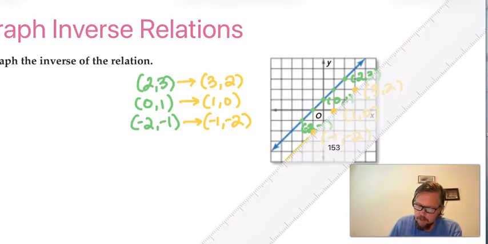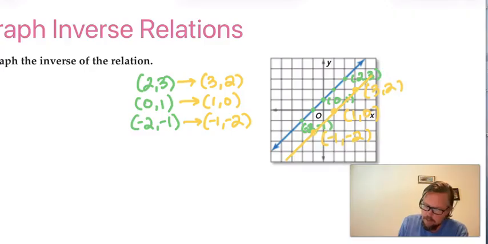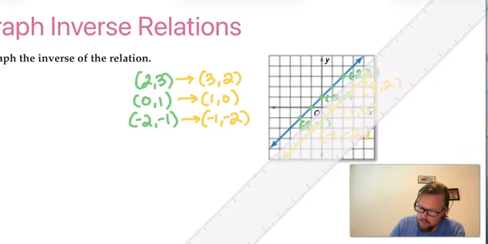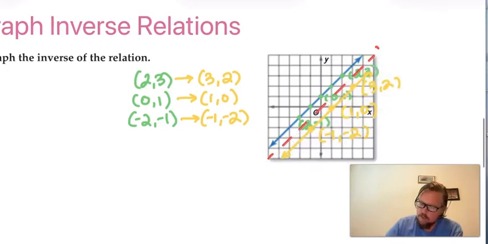Now, one thing that is true of every graph of an inverse, anytime you graph an inverse, it is always a reflection over the line y equals x. So if I draw the line y equals x, which is just a line that goes diagonally through the center here, I'm going to do it as a dotted line. The line y equals x. The inverse graph is always a reflection over this line.